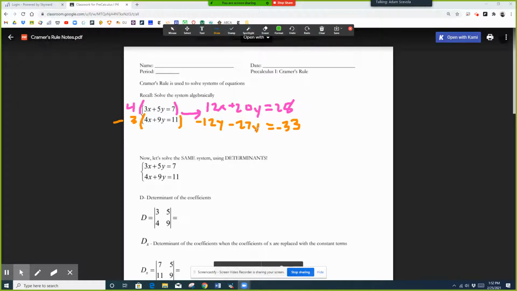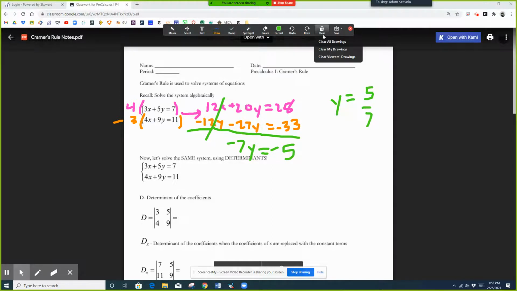So when we add these two equations, these will cancel out because it's 12x minus 12x. And then 20y minus 27y would be negative 7y. And then 28 plus negative 33, if you add those two together, would be negative 5. So we get y is equal to 5/7. All right. Then you could plug that back in and find the x coordinate.